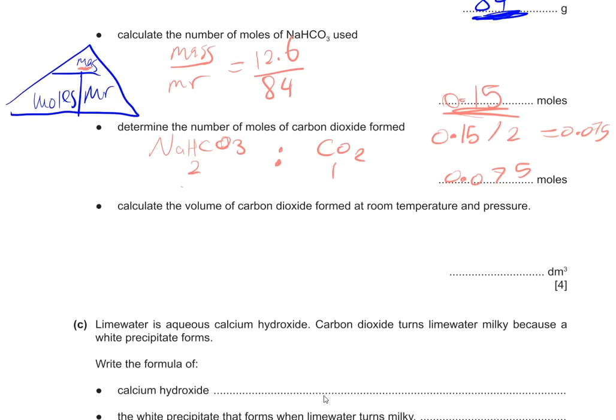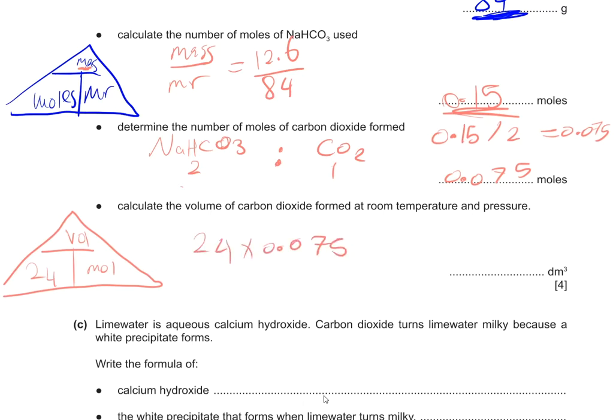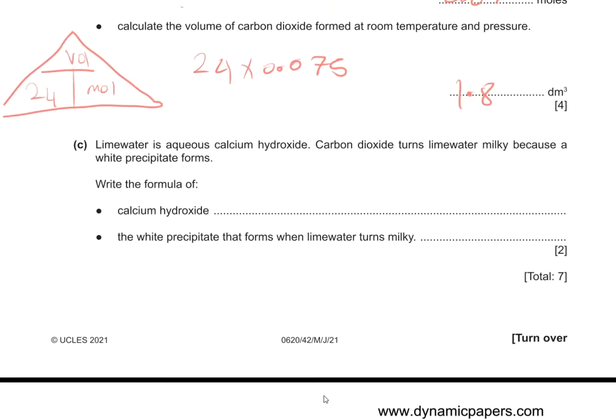Then calculate the volume of carbon dioxide formed at room temperature and pressure. So at room temperature and pressure, we have this formula that says volume is equal to 24 multiplied by moles, which is 24 multiplied by 0.075, and that gives us 1.8 decimeter cubed.